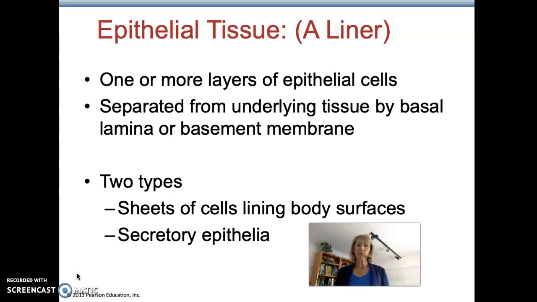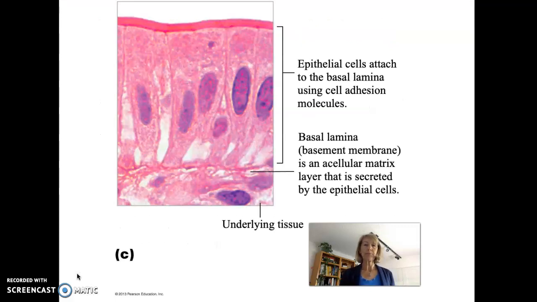So there's two types of these: the sheets of cells lining body surfaces, or epithelia that is actually secretory. So that's different, is one that's actually sending out mucus, for example. So we'll look at those. This is the example of the cells.